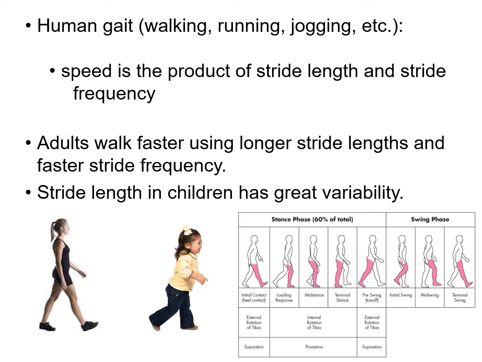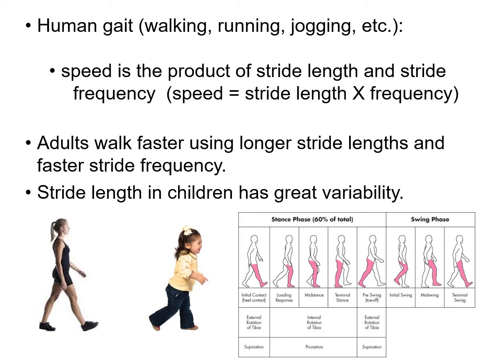Let's look at simply walking, running, jogging, human gait. Okay? Speed is a byproduct of stride length and stride frequency. So speed is stride length times stride frequency. Adults generally, almost always, walk faster using longer stride lengths and a faster stride frequency, while stride length in children has a greater variability. This is our gait cycle right here. So this is our stance phase and our swing phase, okay? Our stance phase is around 60% of our total gait cycle.